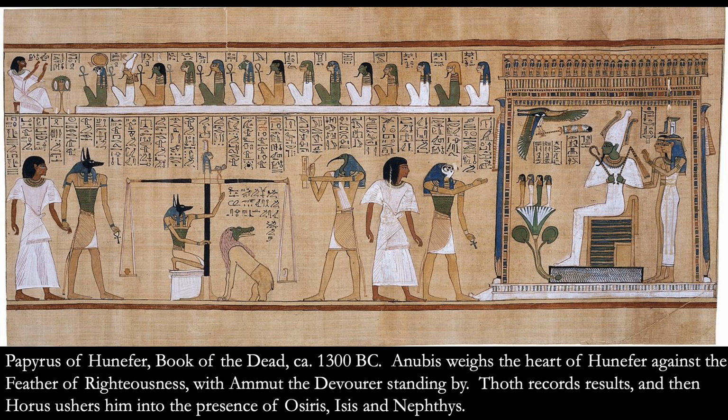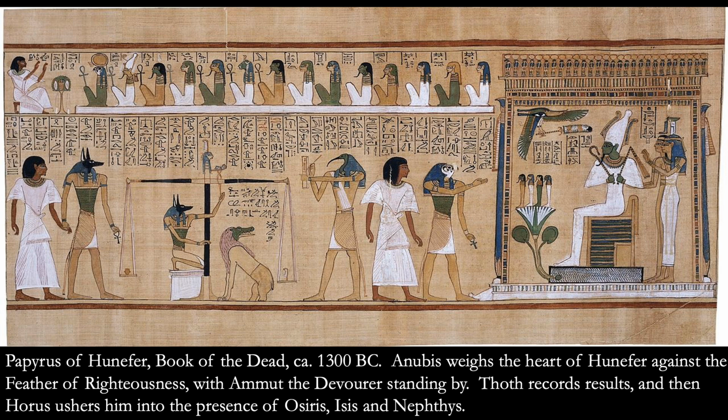At any rate, Anubis is taking the soul of the deceased to have his heart weighed on the scales of righteousness. And so the feather of righteousness is there on the one side, on the right, and on the left is a heart.